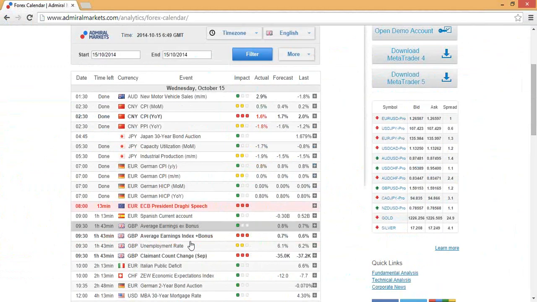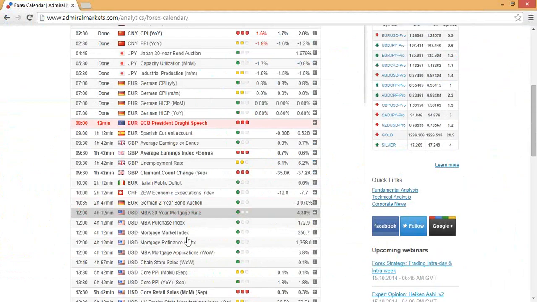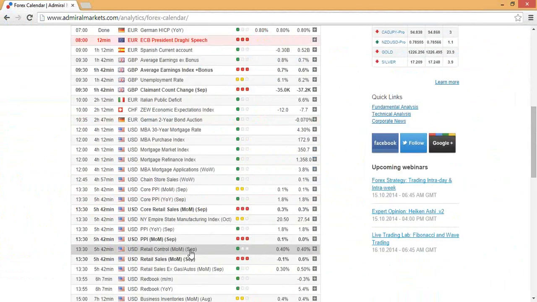And we have pound news as well. Claimant count change, a whole bunch of pound news, in fact, and a whole bunch of dollar news as well. Retail sales will be probably interesting to watch. A whole bunch of them. So as always, be careful of those.